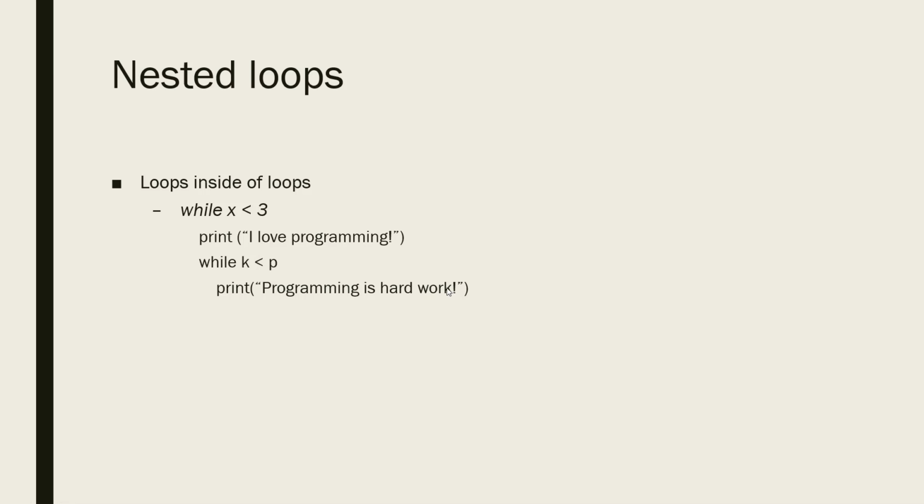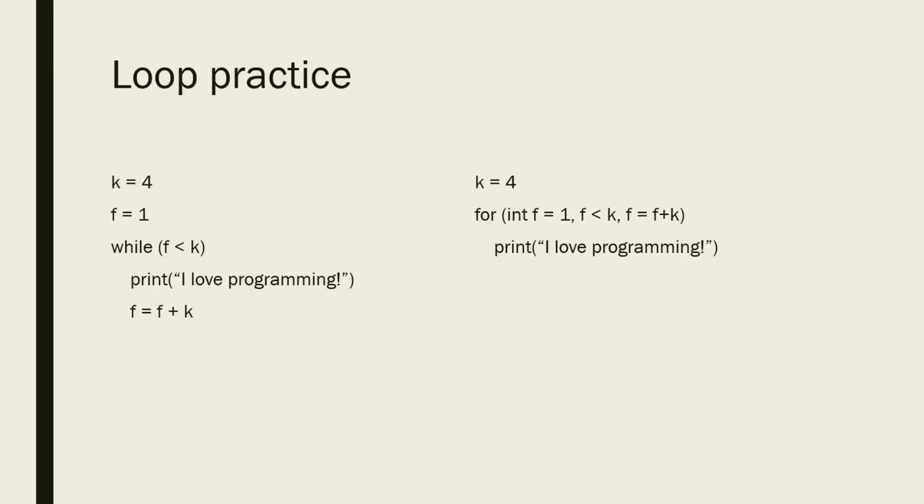Now, the trick to a loop being inside another loop is if k less than p is true, this inner loop will print programming is hard work until k is equal to p or greater than p, and then the program's going to jump back up and check the first while, and it could even run again if k is again less than p, and it goes through it again, and it could even rotate again. So we always have to stay within the loop that we are in as long as that condition is true. Now let's look at that a little bit closer.